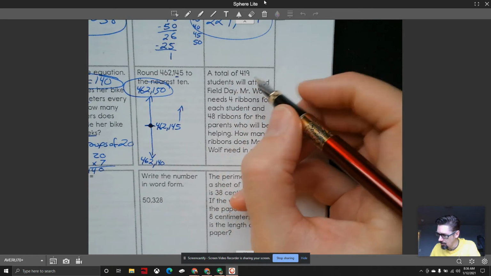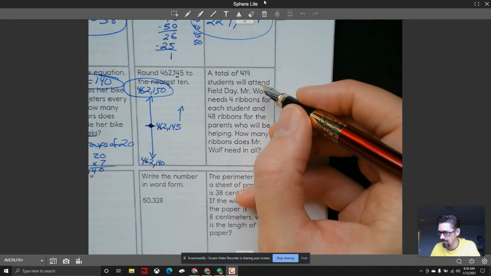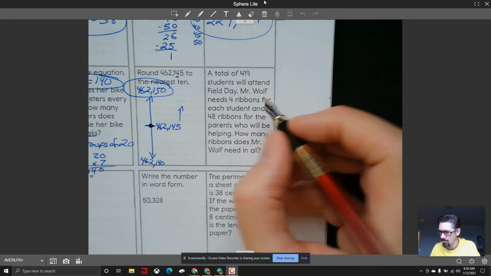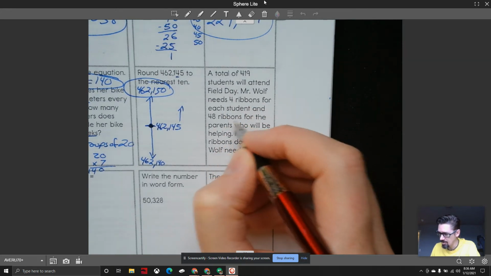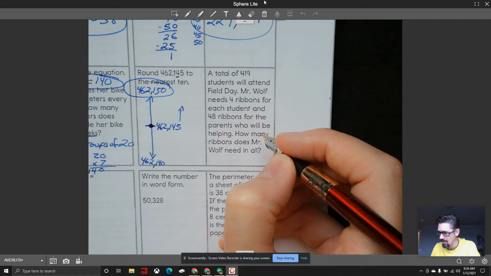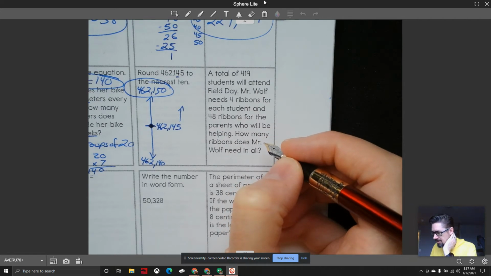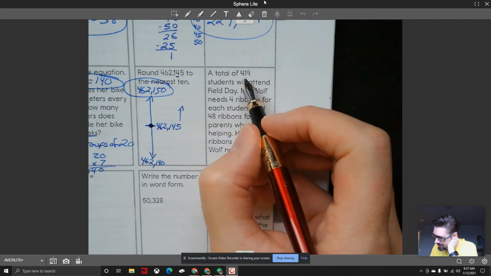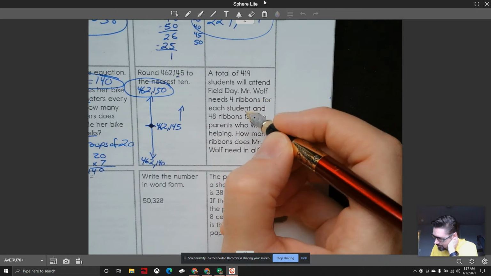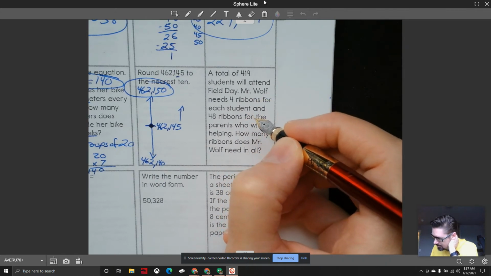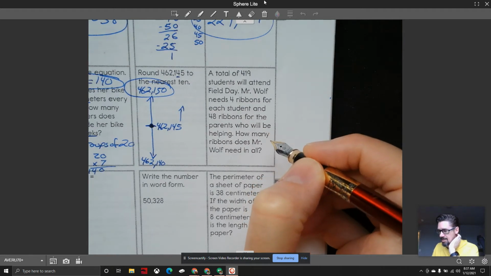Fourth problem. A total of 419 students will attend field day. Mr. Wolf needs 4 ribbons for each student and 48 ribbons for the parents who will be helping. How many ribbons does Mr. Wolf need in all? Okay, so 419 students will attend field day. He needs 4 ribbons for each student and 48 ribbons for parents who will be helping. So how many ribbons does he need in all?